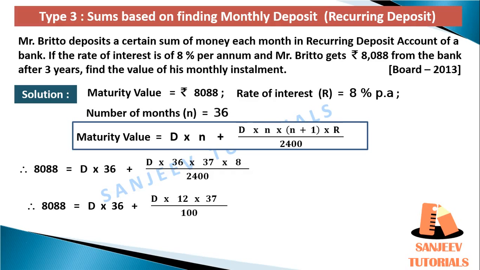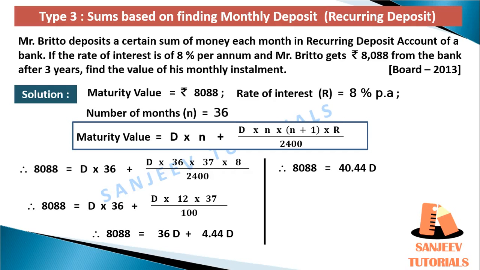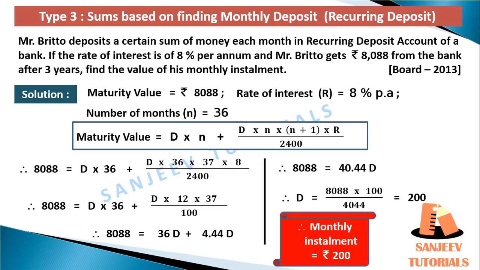So everything remains the same. I have only simplified the interest part, where I get D into 12 into 37 upon 100. Next step, I get 8088 is equal to 36D plus 4.44D, which gives me 8088 is equal to 40.44D. So I get D is equal to 200. So the final answer for this sum is monthly installment is rupees 200.